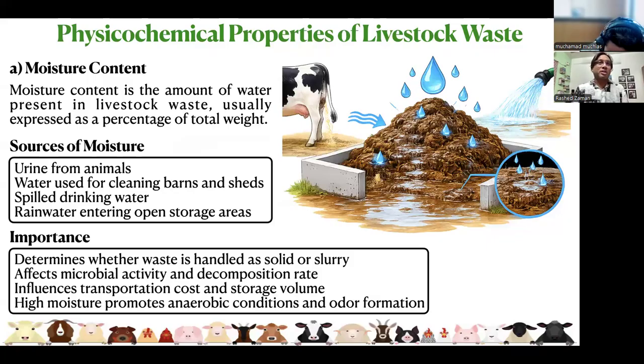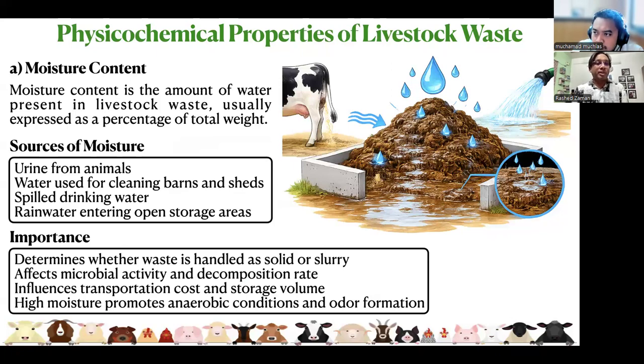as solid or slurry. Because the moisture content indicates whether the waste will be solid or slurry. Ultimately, it will depend on this, because for liquid and solid, the waste handling and transportation process will be different. That is why it is important. It also affects microbial activity and decomposition rate because at the optimum moisture content, the microbial activity will be higher and the decomposition rate will be higher.